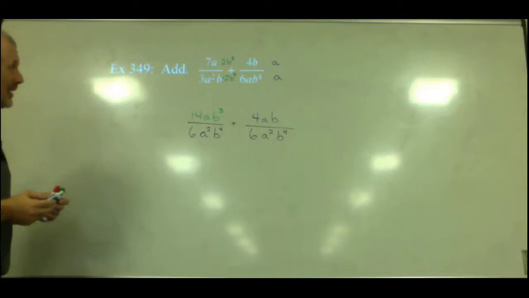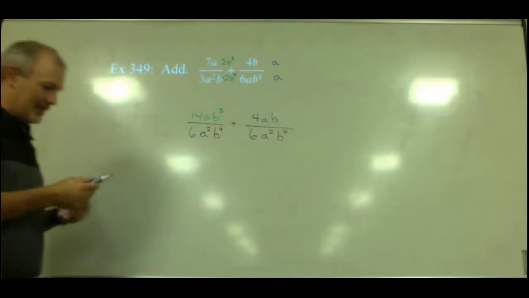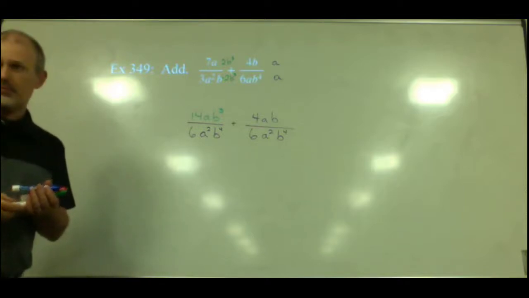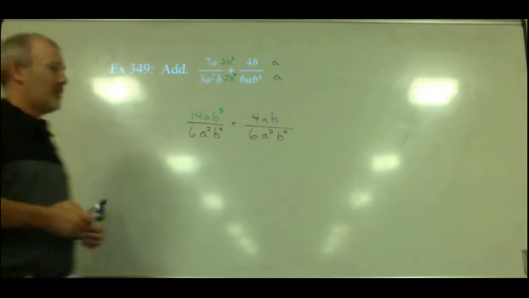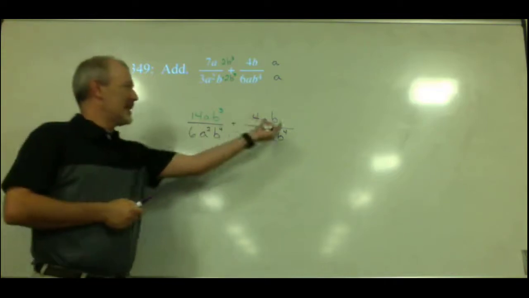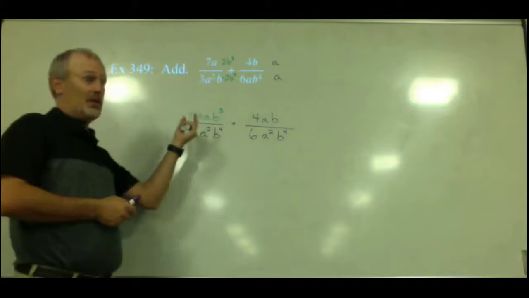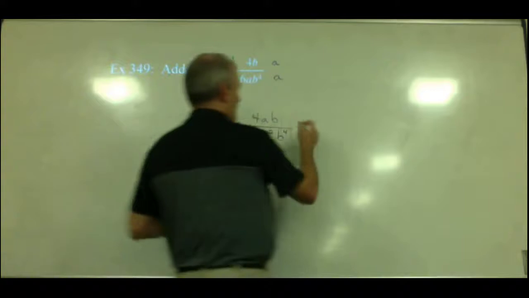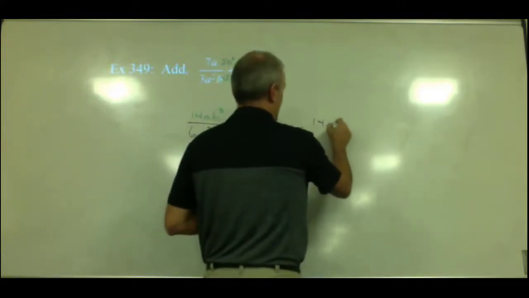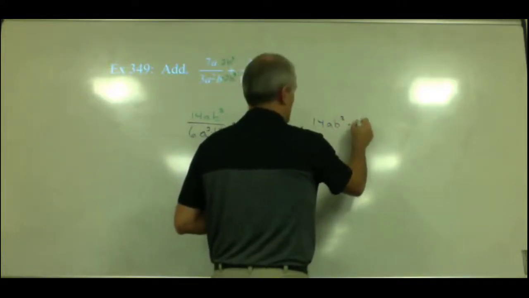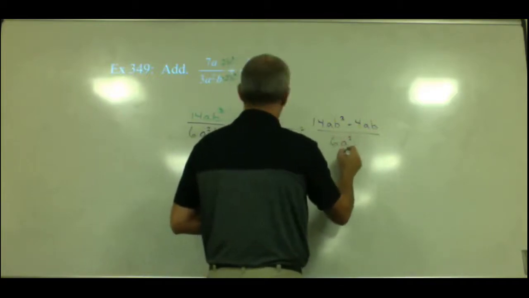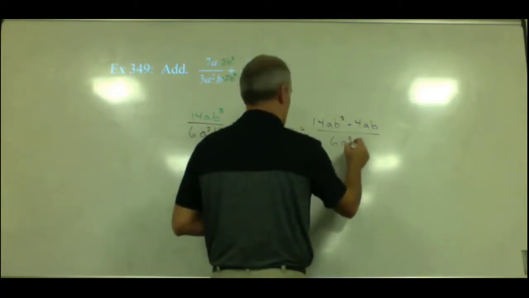Now, let's go ahead and add these together, because that's our goal. Now, do we have any like terms here? Remember like terms, the variable parts have to be exactly the same. Are they exactly the same? No, this one is ab cubed, this one is just ab. So when we add these, it's just going to be 14ab cubed plus 4ab over 6a squared b to the 4th.